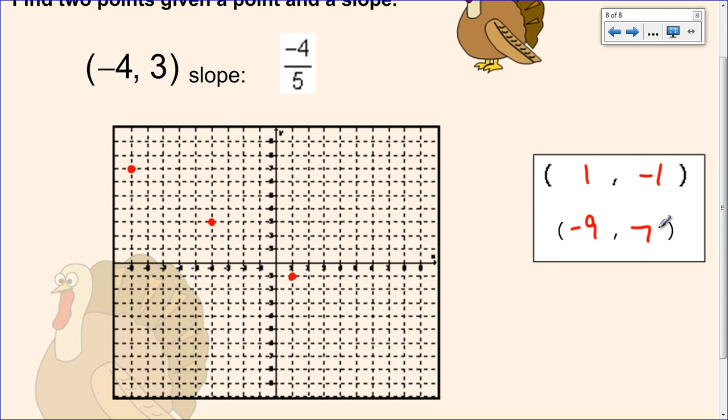Now, those do not have to be the 2 points you pick. You could have gone down 4 and over 5 from here, and then from this point you could have gone down 4 and over 5 again and kept on going. But I wanted you to be able to see that you could go backwards and do it the opposite direction as well. It still works. It still gives you the same thing.